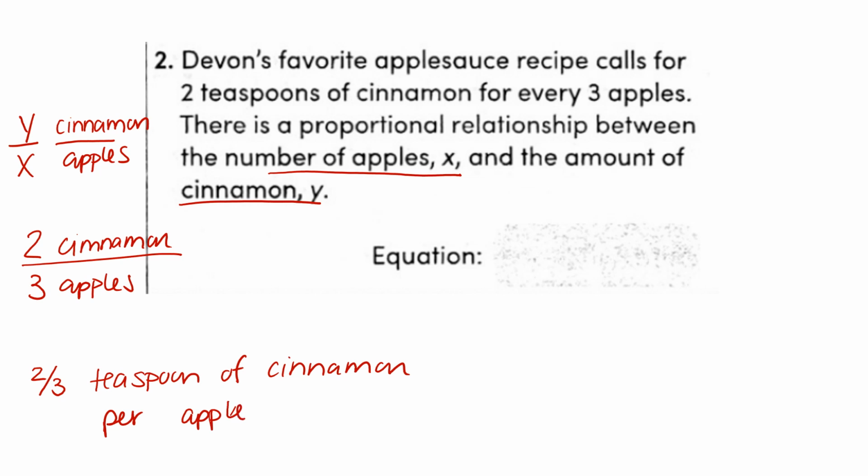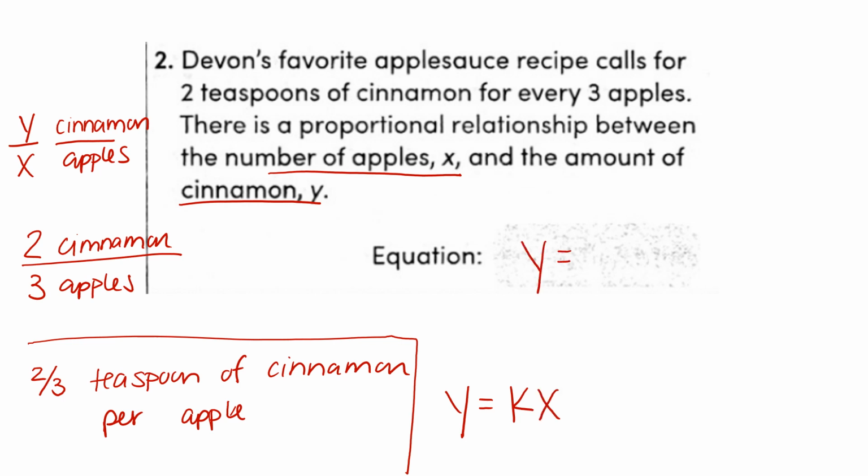Now, we want to take that answer, our rate of change, the unit rate, the constant of proportionality, and put it into the equation y equals kx. Our y value stays the same, k turns into our answer 2/3, and our x value stays the same as well. y equals 2/3 x is our equation.